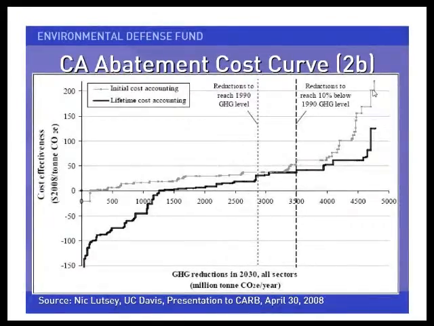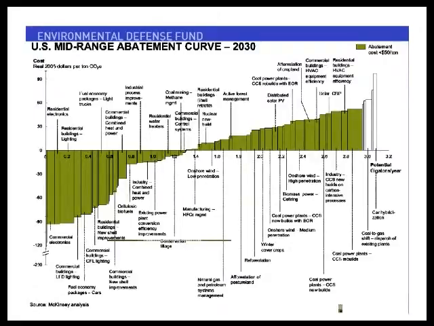I want to move on to two more cost curve slides. The next one is titled U.S. Mid-Range Abatement Curve 2030. I want to note that we've now changed our scale of analysis out to 2030. This is a slide produced by McKinsey & Company about a year ago. It again shows a considerable amount of net economically beneficial reductions. Now we're looking at the full nation, not just the state of California.